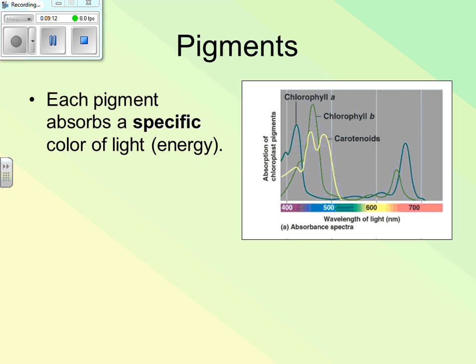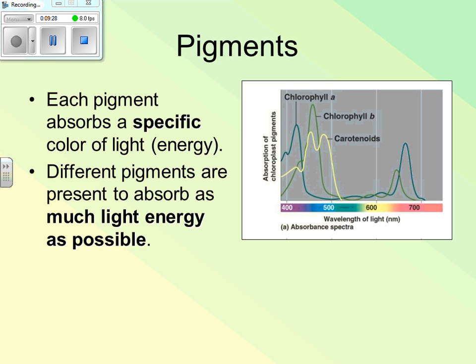So looking at the pigments just in general, each pigment absorbs a different specific color of light. And again, we have different pigments here, different wavelengths of light, and they reflect. If we see a green color, that's just a reflection of green light. It absorbs all colors but green. Different pigments are present to absorb as much light energy as possible. And that's the job. It's like a magnet. They're just kind of sucking it all in and reflecting what it can.